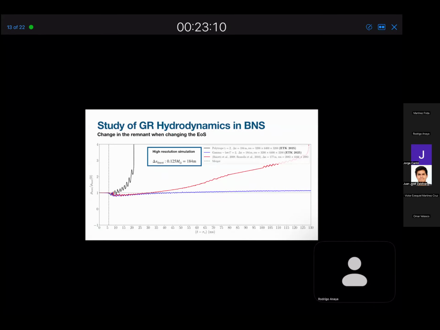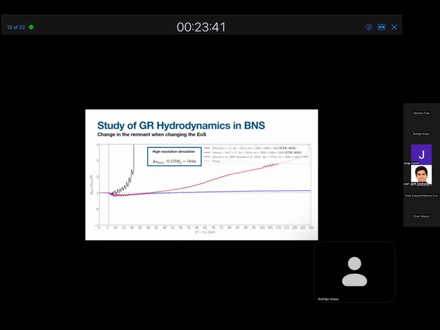Now, I also performed a study of the evolution of hydrodynamics for these simulations by changing the equation of state. For the case of a single polytrope, I made a simulation very similar to the one I showed you, and we can see that there is a collapse after around 20 milliseconds since the initial data.